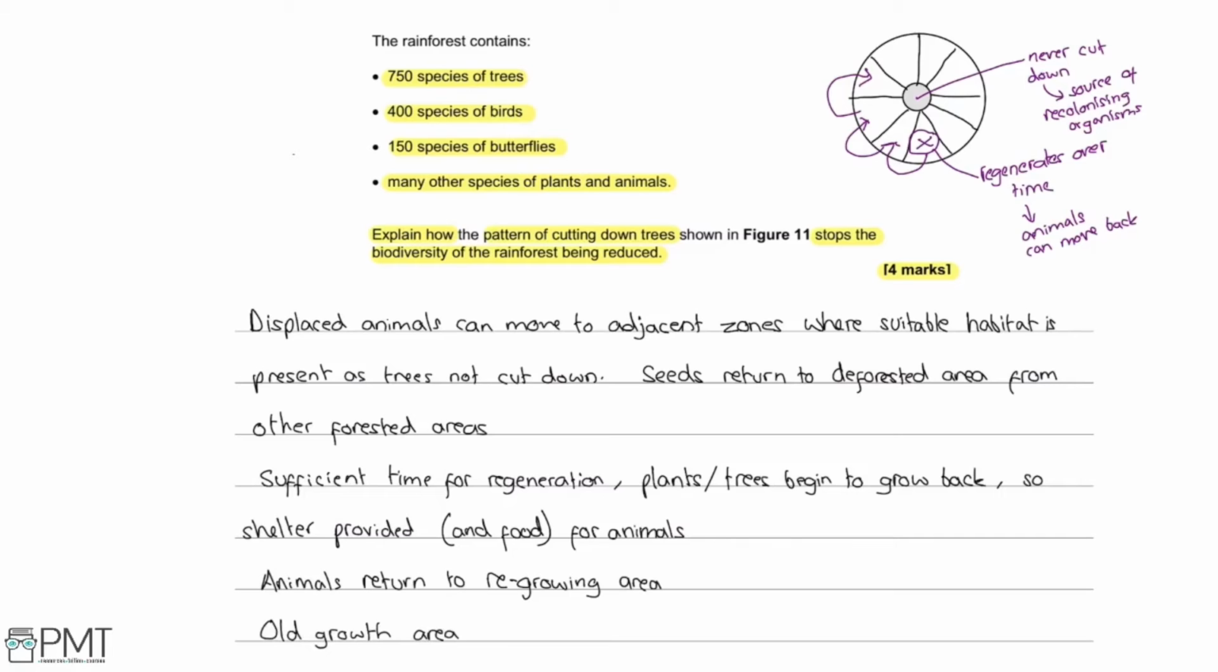Finally, you can point out that the old growth area, so that's the bit in the middle, is never cut down and is a source of recolonising organisms. So there will always be plants and animals there that can move into areas that are regrowing. So each of these individual statements we've put down are worth a mark. You don't need every single one of them, we've got well more than 4 here, but if you have 4 individual and logical statements, you can get your 4 marks.